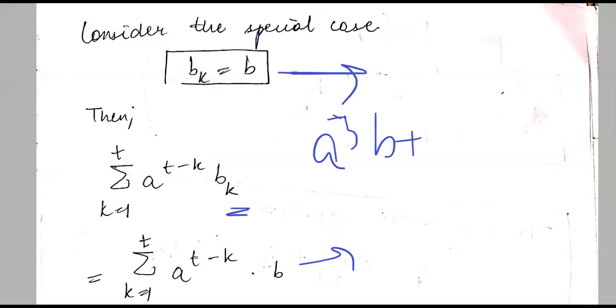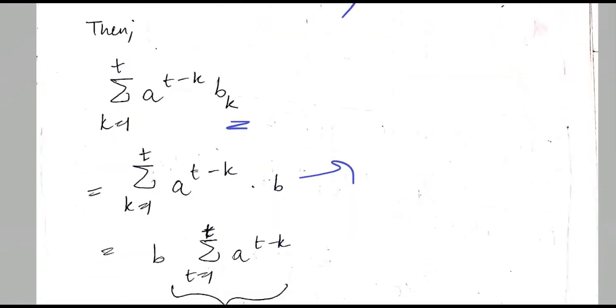plus a to the power 2 into b. This was b1, b2, and so on. So everything was multiplied by b's, right? Now all the b's are equal. So because the b's are equal, the b can come out. This b goes out here, and I'm left with this.